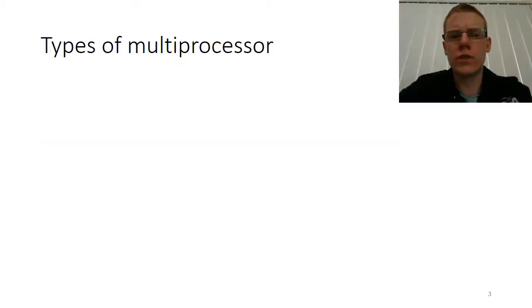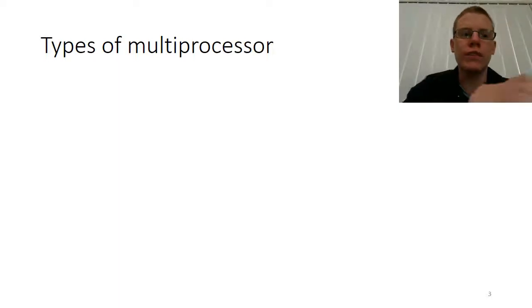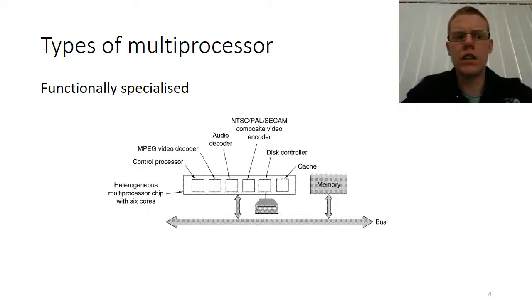So first, it's useful to have a definition of different kinds of multiprocessing systems, and we are going to present them here in three broad categories. The first category is what we call functionally specialized multiprocessors. So this is where we may have a general purpose central processor, and then we have several slave processors, each of which has a specific function. So that's what we mean by functionally specialized.